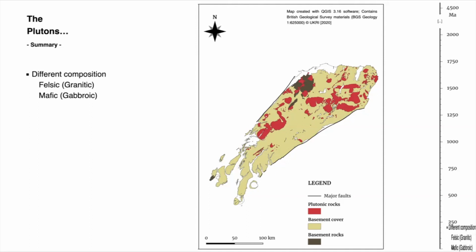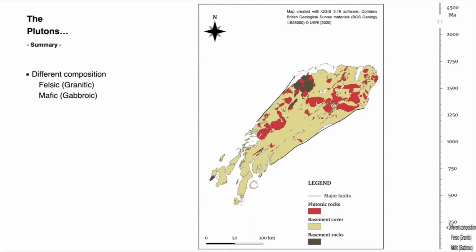The older granites formed with the opening of the Iapetus Ocean, and can also be referred to as pre-Caledonian granites. The newer granites formed during the closure of the Iapetus Ocean and are also sometimes referred to as Caledonian granites.